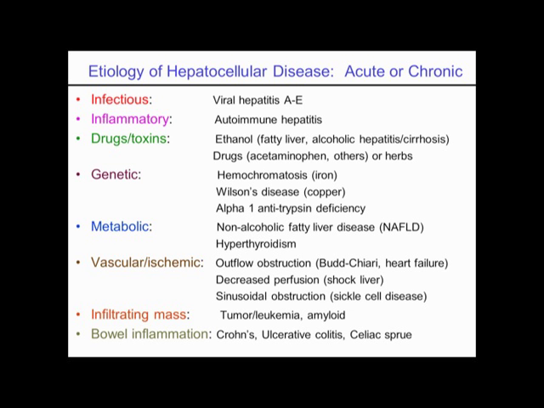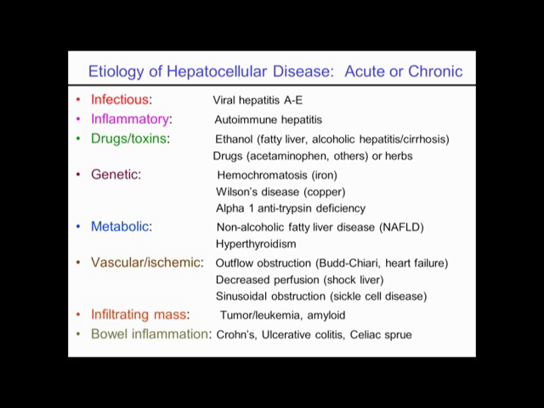There are metabolic diseases. This is becoming epidemic in the United States with our increasingly obese population. Insulin resistance is going up. We're getting non-alcoholic fatty liver disease. Hyperthyroidism can cause some abnormal liver tests. It's not a big player, but it's something to think about.